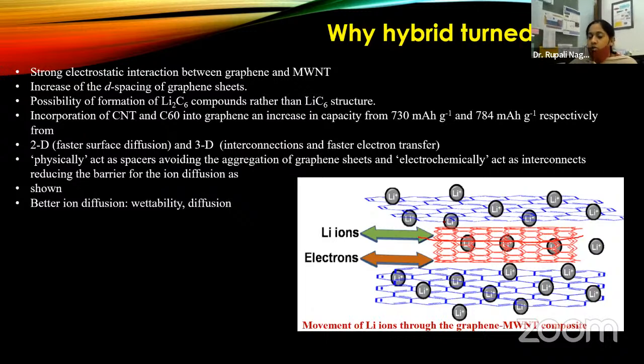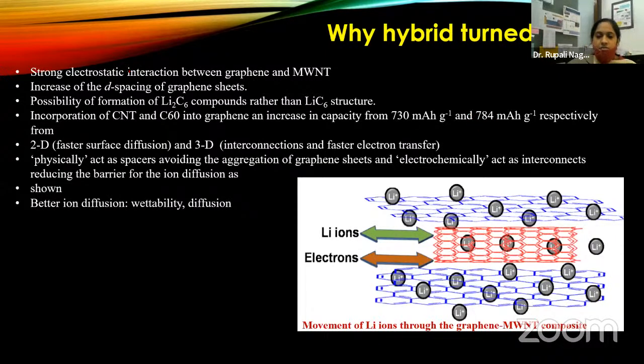And then it also improves the conductivity. It also helps in interconnecting these sheets. So many benefits are there for this hybrid that have been reported. People have also reported use of carbon dots or fullerenes C60 in graphene, and they have shown that the capacity increases from 730 with CNTs to 784 milliampere hour per gram with fullerene.